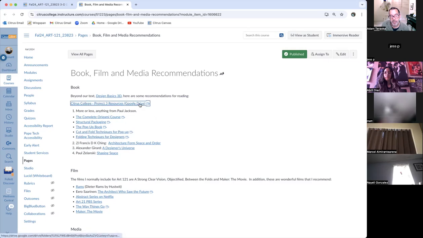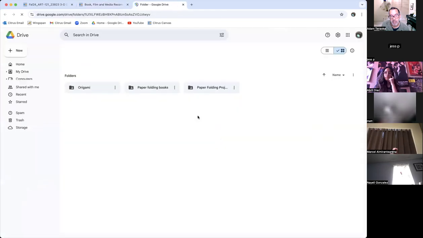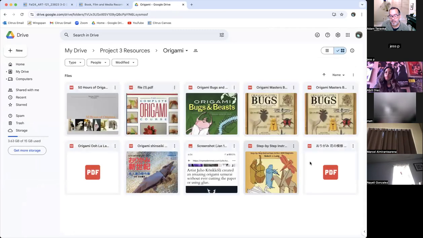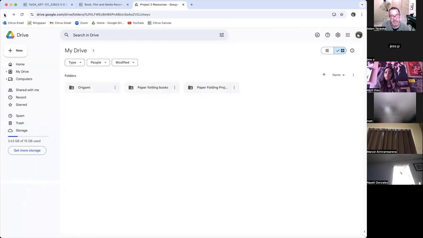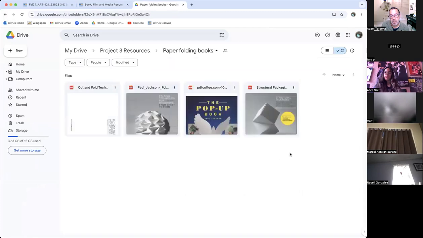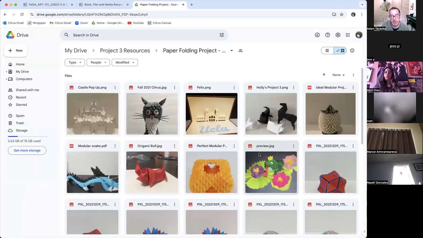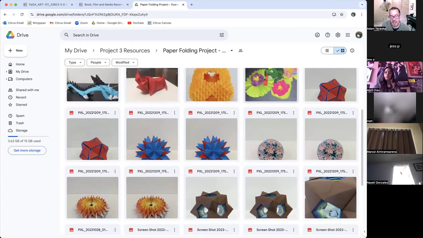So there's that. If you click on the drive in the library, let's see, did I update this? There's plenty of origami books that you can look at. I don't know if you guys have seen this yet. And paper folding books, that's where I keep these. Those are the ones that are listed on that page. And then paper folding projects. Oh yeah, there's more projects that you can take a look at.